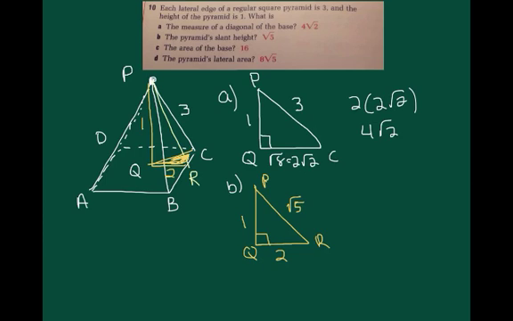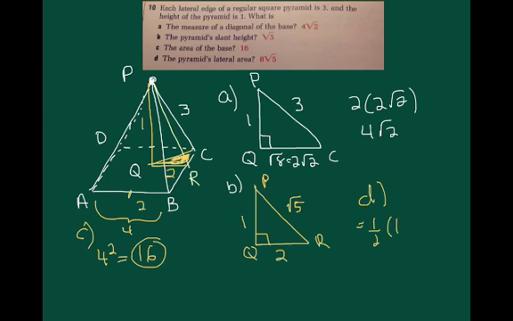Okay, for letter C, it asks us to find the area of the base. Well, since QR is 2, I know that that's half of the length of the base, so the entire base from A to B will be 4. 4 squared, since it's a square base pyramid, is going to be the area, so the area is 16. And finally, in part D, they ask us for the pyramid's lateral area. The lateral area, since this is a regular pyramid, will equal 1/2 the perimeter of the base times the slant height, and the slant height we found was root 5. So that will equal half of 16, which is 8, root 5.